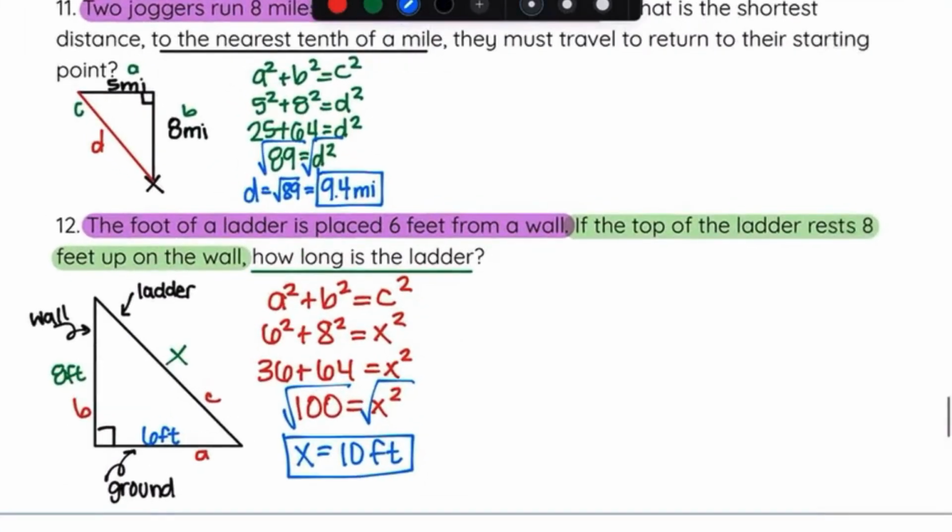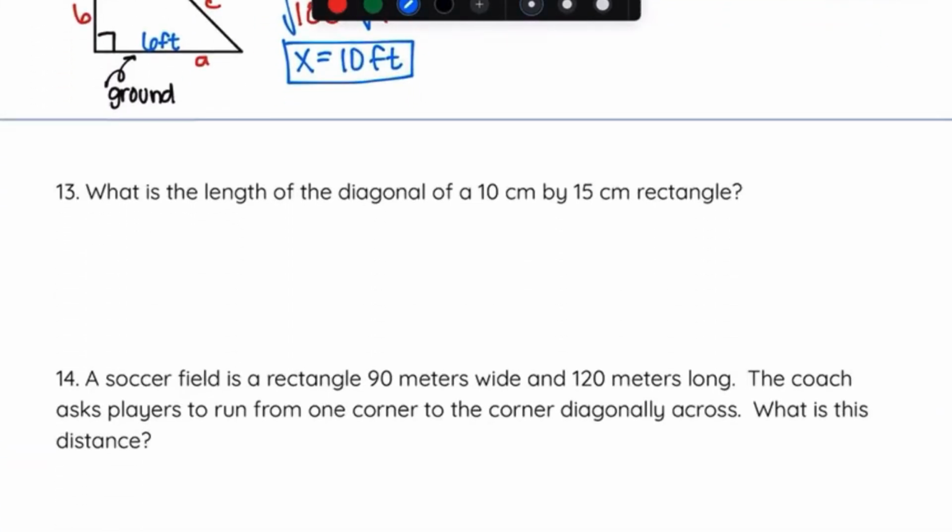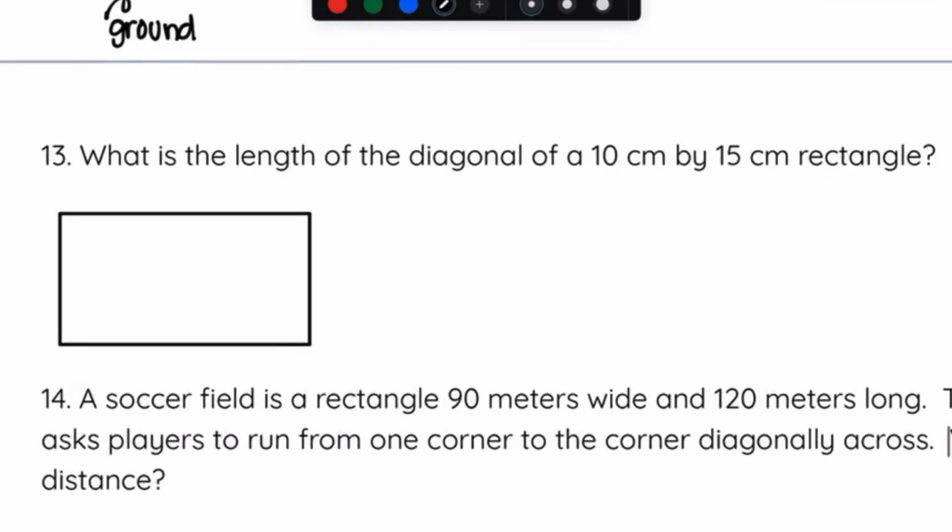Let's look at these last 3 here. It says, what is the length of a diagonal of a 10 centimeter by 15 centimeter rectangle? Okay, this is probably the easiest one. So you're literally just drawing a rectangle. We're trying to find the length of the diagonal.